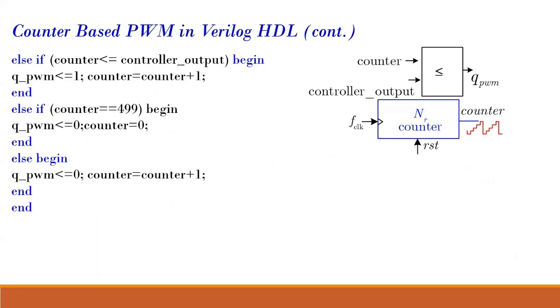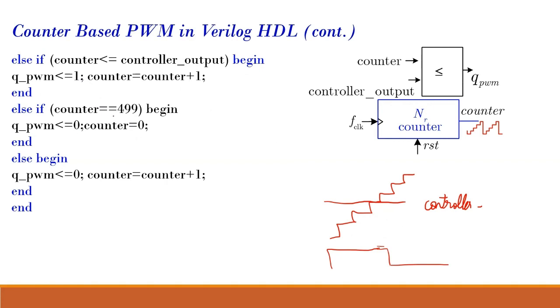Then the next case, there are certain other conditions. That is, the counter is less than the controller output. So this is my counter, and this is my controller output. And my QPWM is 1, and over here it goes to 0. So as long as my counter, that is the staircase, is less than my controller output, I want QPWM to be 1.